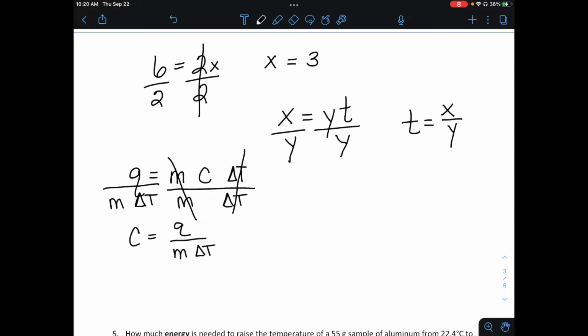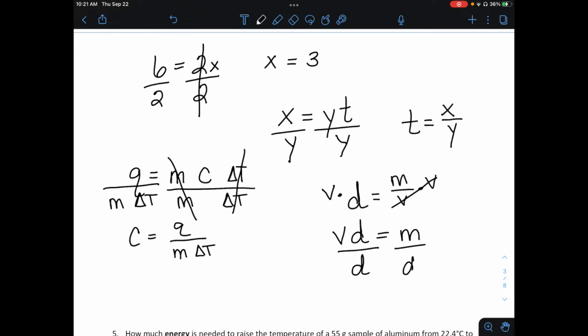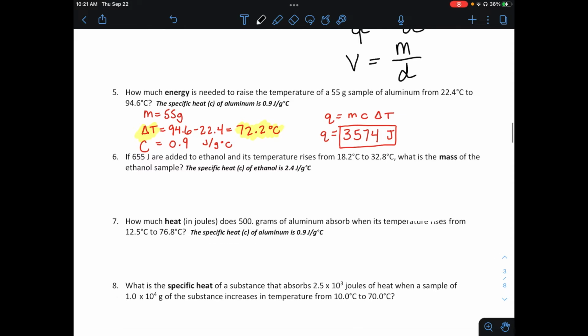Now we'll get a little bit trickier throughout the year. For example, D equals m over V. If you need to solve for V, you need to go through a couple other steps. You have to multiply both sides by V. This cancels out. You get VD equals m. Divide by D, divide by D. This cancels. V equals m over D. Now you might be thinking that you don't really need to understand that yet, and you're right. Let's stick to Q equals mc delta T.